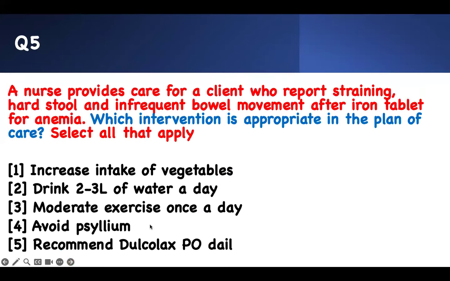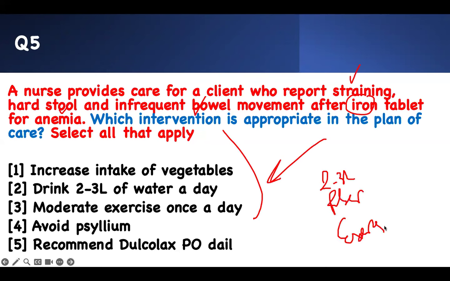Let's provide care for a client who reports straining at stool and infrequent bowel movements after taking iron tablets for anemia. Which intervention is appropriate in the plan of care? Break it down. I give you iron. You know what it is going to cause, right? Constipation. So you have straining, infrequent bowel movements, and you attach that to iron. What is the management of constipation? A lot of water, some fiber, and exercise, right? Vegetables are good. Water is good. Moderate exercise once a day is wrong. Moderate exercise means walking 30 minutes. So it's not enough. You've got to do it what?